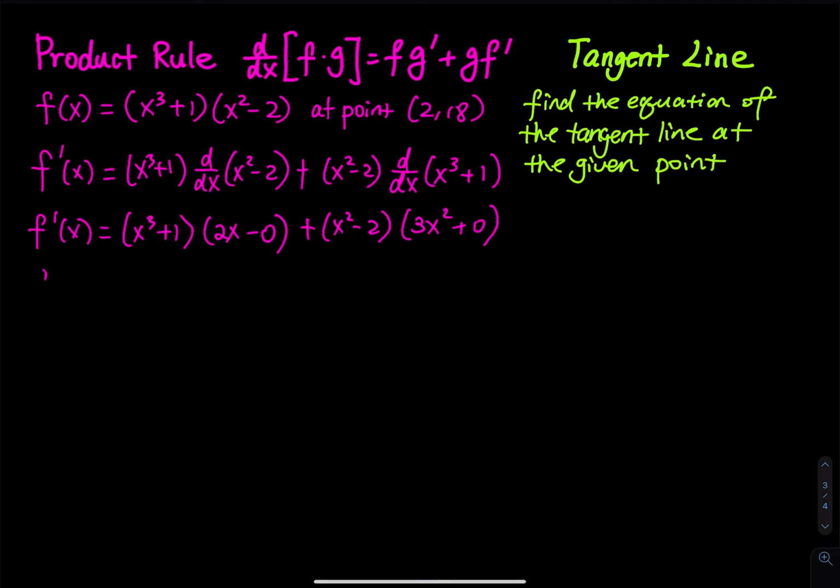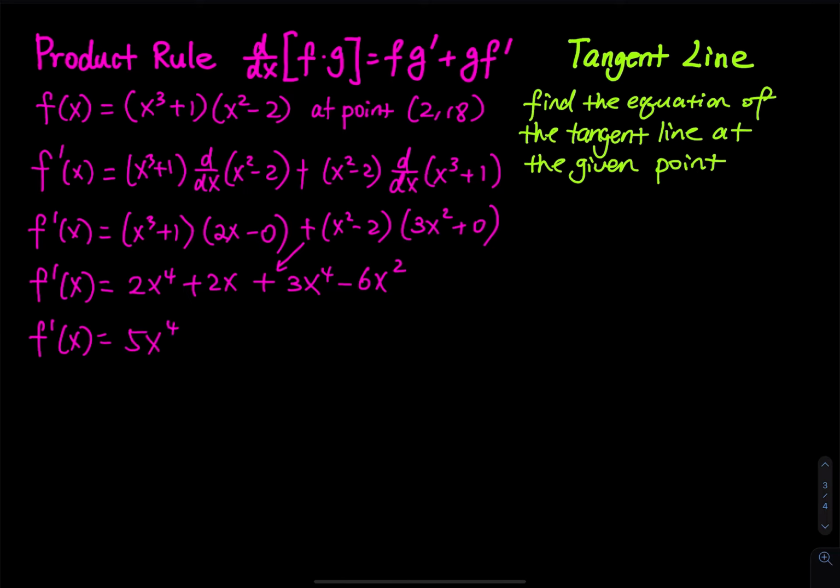And then you fully expand this, so f prime of x equals x to the third times 2x, so that is 2x to the fourth, and then 1 times 2x, plus, so the plus carries over, x squared times 3x squared, so that is 3x to the fourth, and then minus 6x squared. And then simplify, so we have f prime of x equals 2 plus 3, and then 6x squared, right? So we have 5x to the fourth, minus 6x squared, and then plus 2x. So my f prime is right here.